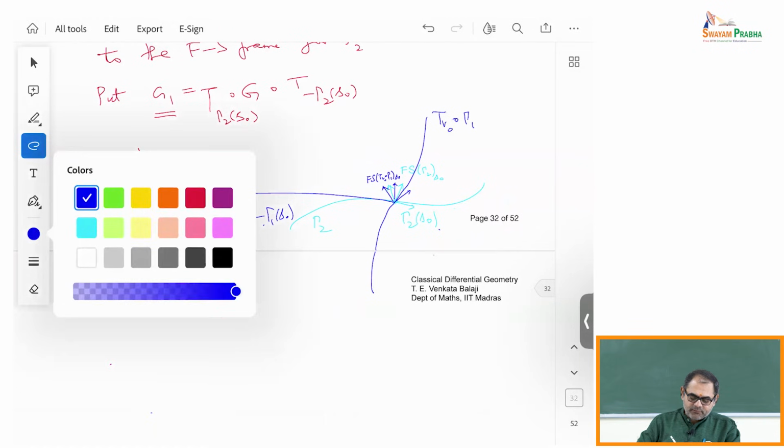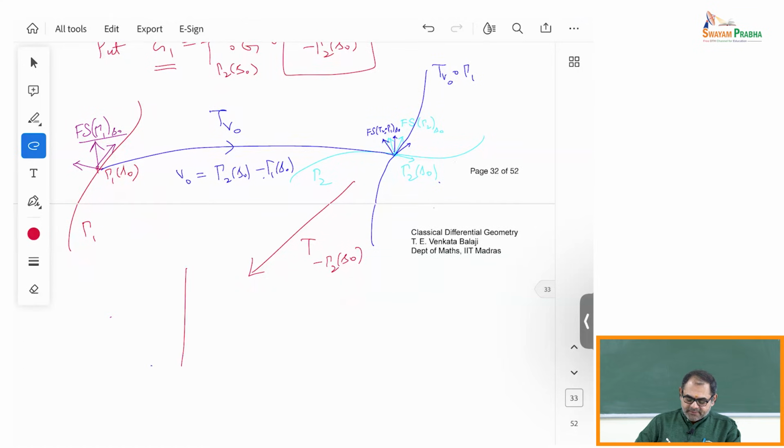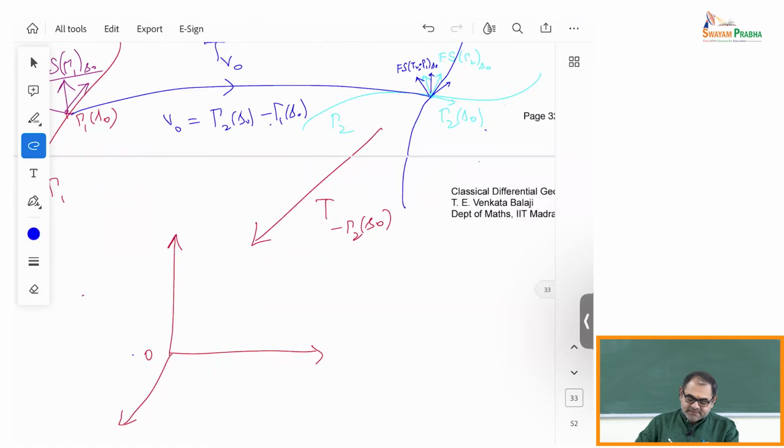So you see, this is what you're doing. You apply translation by minus gamma 2 of S naught. You see, that is this term. When you apply translation by minus gamma 2 of S naught, then I will get the frame at the origin. Okay, so this is the Frenet-Serret frame of T V naught circle gamma 1 at S naught. What I have done is that gamma 2 of S naught is now thought of as the origin, and it's actually having a tail there.